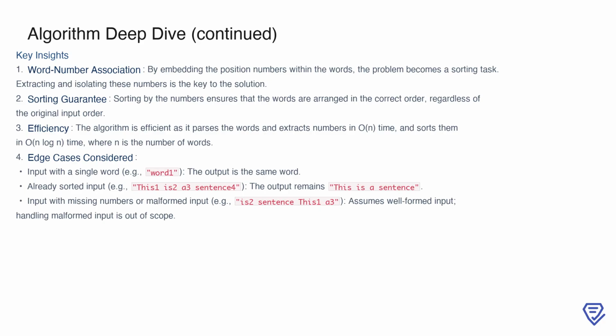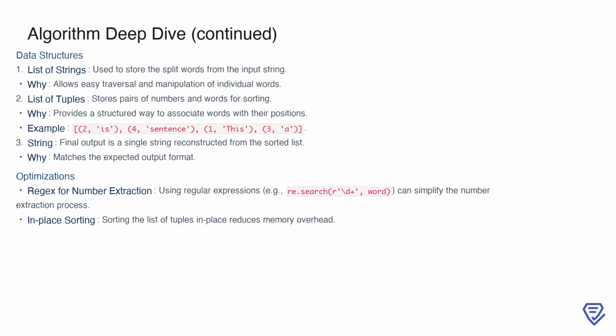Edge cases are also considered. For example, if the input contains a single word like "word1", the output remains the same. For already sorted input like "This1 is2 a3 sentence4", the algorithm processes it correctly without modifications. However, malformed input, such as missing numbers or improperly formatted strings, is outside the scope of this solution and assumes well-formed input. The solution employs specific data structures to handle the problem efficiently.